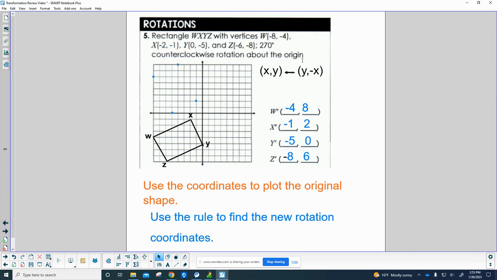So if we use the rule with the original points, we plot our new points. There they are. Now we plot the shape up there, and yes, sure enough, it's in quadrant 2. So that was a 270 degree rotation. And there are the new coordinates that go with it.